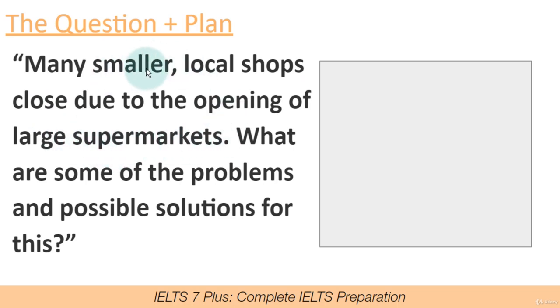Now, a lot of us may have seen this in our hometowns or places that we have lived, and there are definitely a few problems related to this. Quite an interesting question, I think. So let's have a look at our plan. Supporting paragraph 1. So what are some of the problems? So local shops closing, large supermarkets. Now, one of the great things about large supermarkets is there's probably more and cheaper products, but that's not what we're looking at. We're looking at the problems, smaller and local shops.